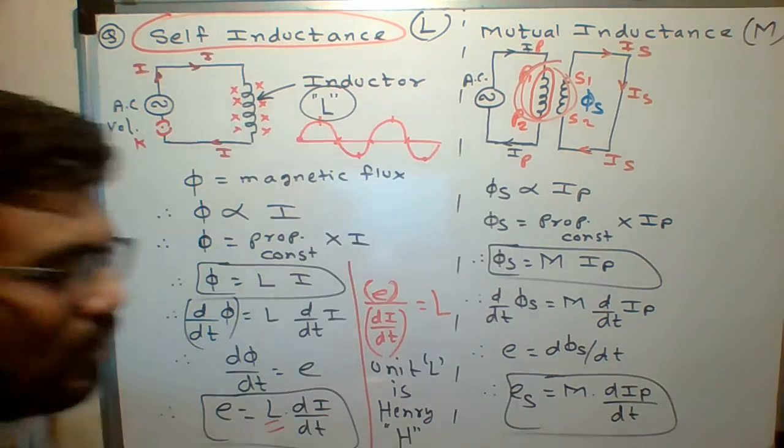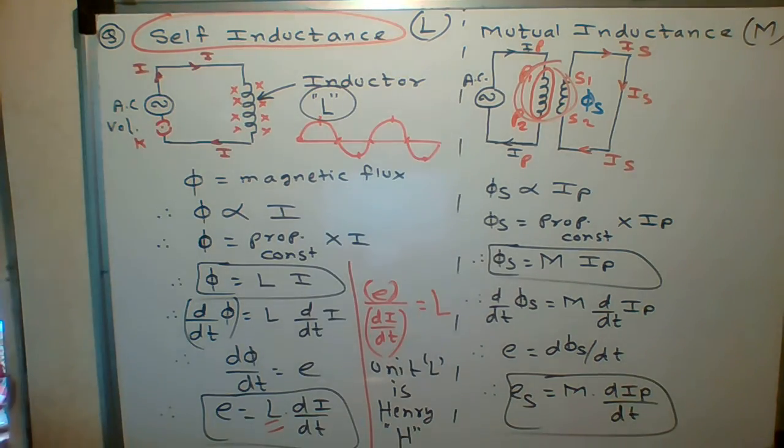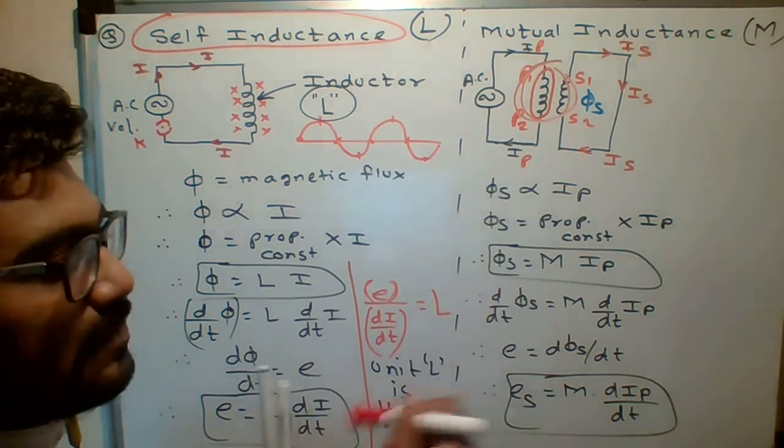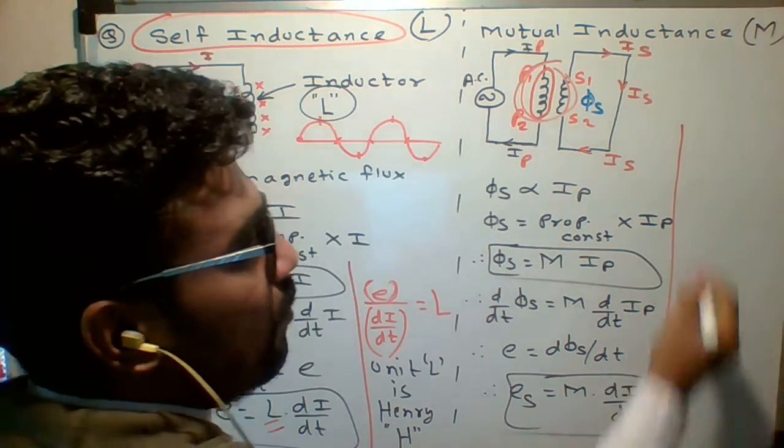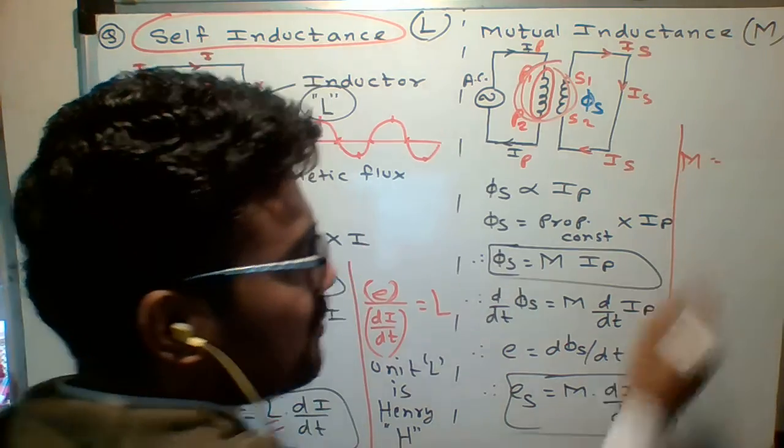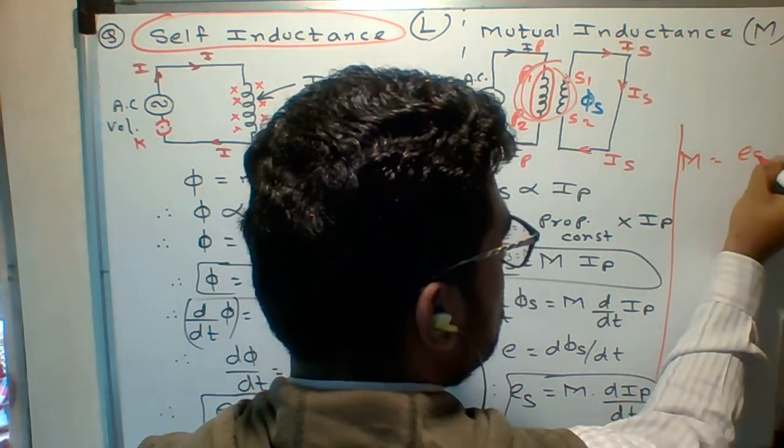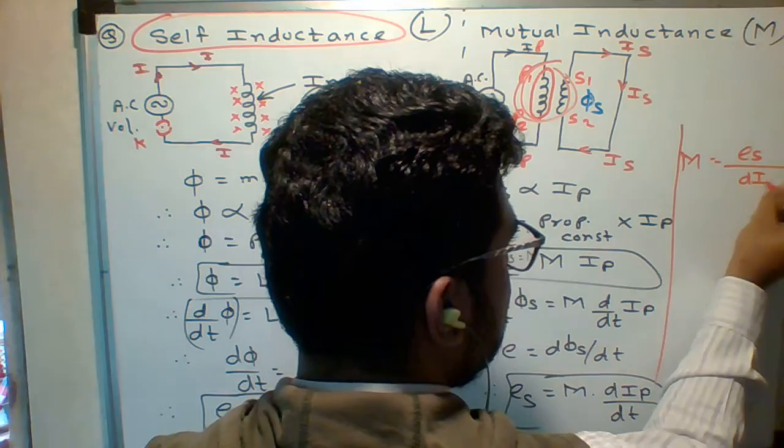This is the formula for EMF induced in a secondary coil. So students, now in the exam they will ask, what is M? M is ES upon dIP upon dt.